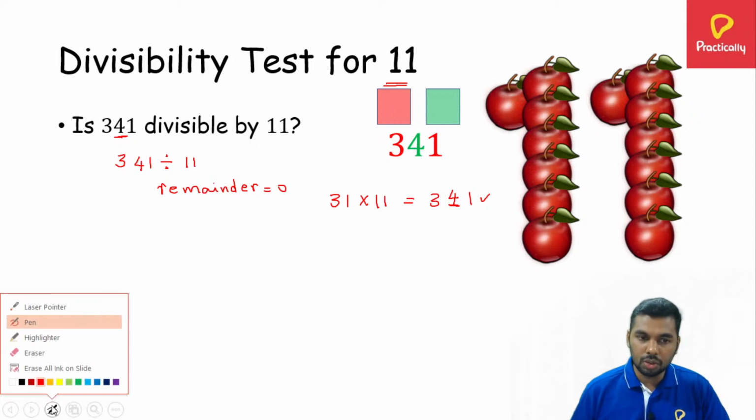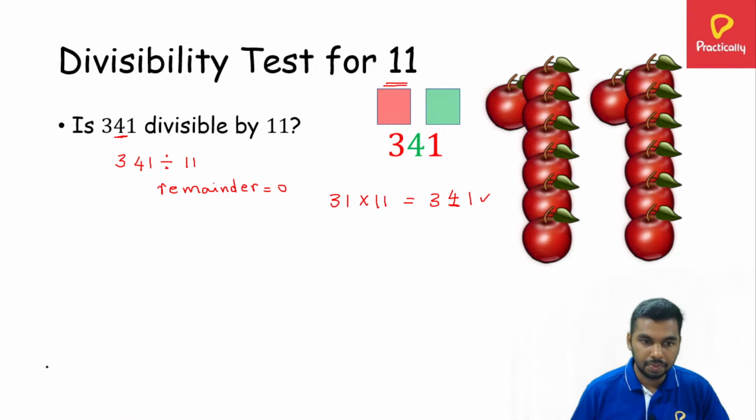Now I'm going to tell you a method by which you can solve this easily. I have shown the boxes here, and I have colored the number 341. Every alternate digit, I will color red, and the ones that I have not colored, I will color green. So in 341, the units place and the hundreds place are red, and the tens place is green.